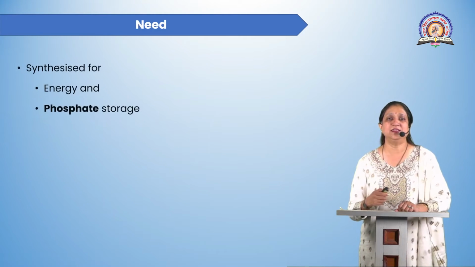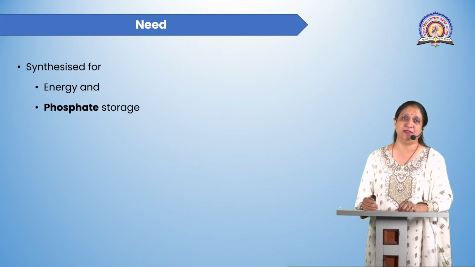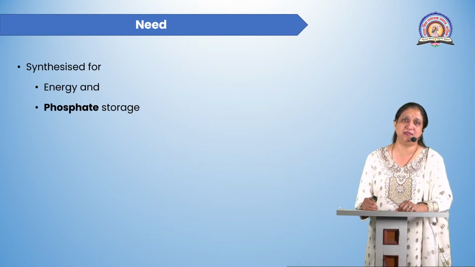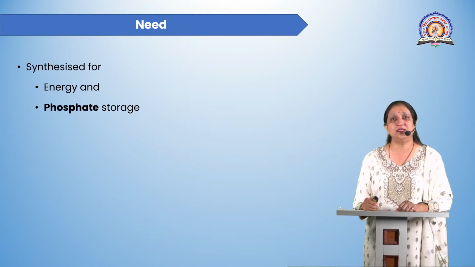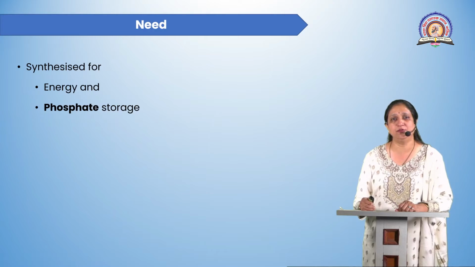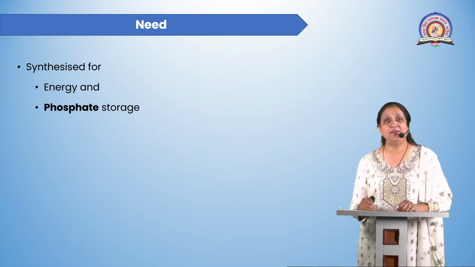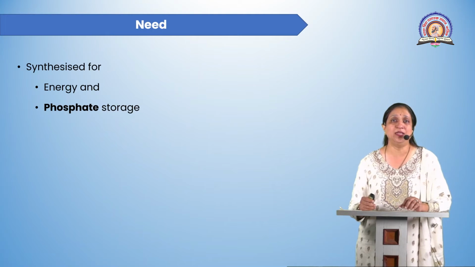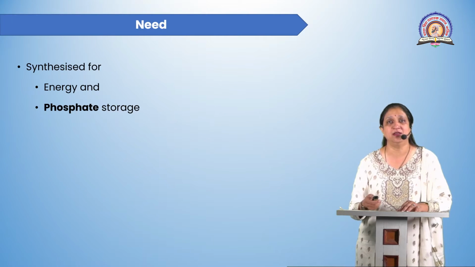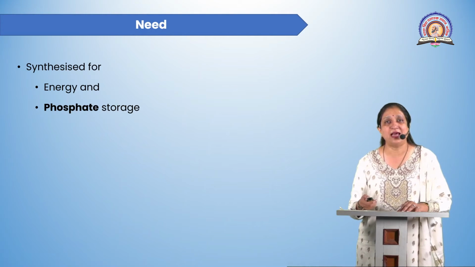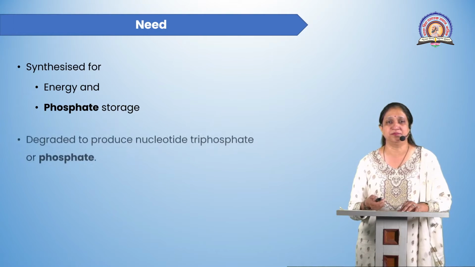Why is it necessary for the bacteria to synthesize these granules? As I said already, the granules are produced by the bacterial cells when there is a deficiency of certain nutrients. So the metachromatic granules are synthesized for the requirement of energy and for the storage of phosphate, when there is an ample amount of phosphate available in the nutrient medium but there is a lack of other nutrients in the medium.